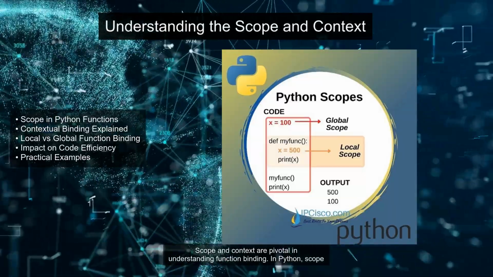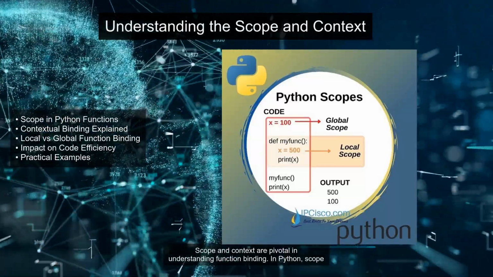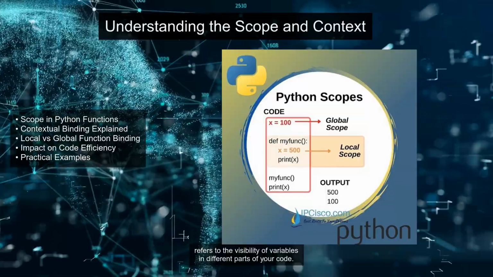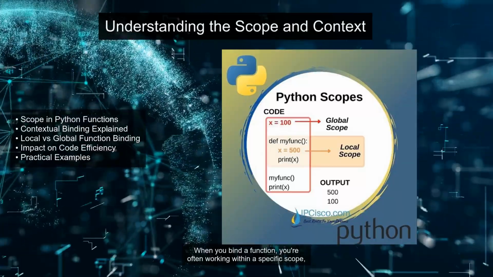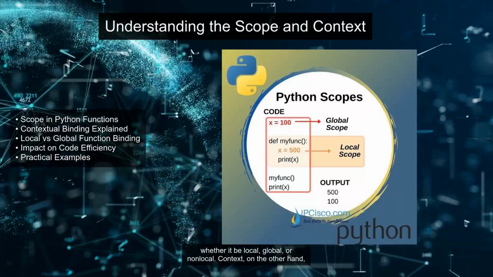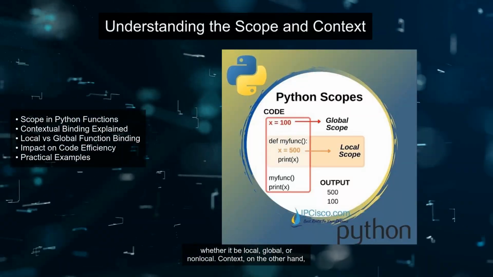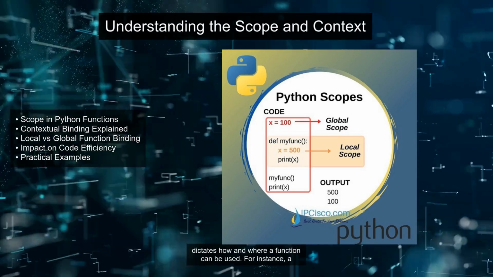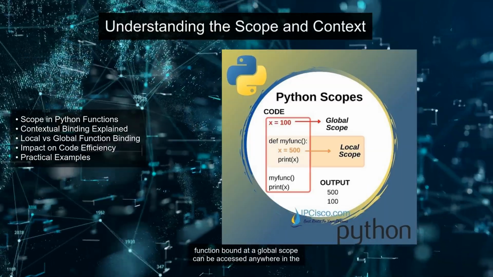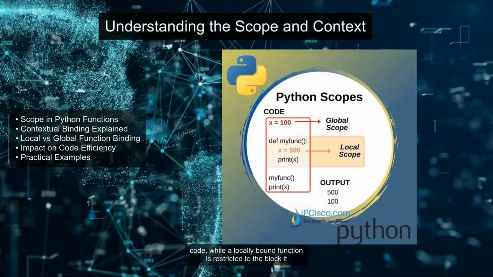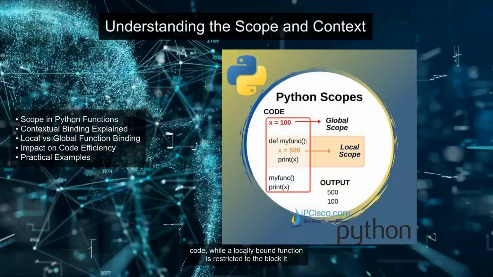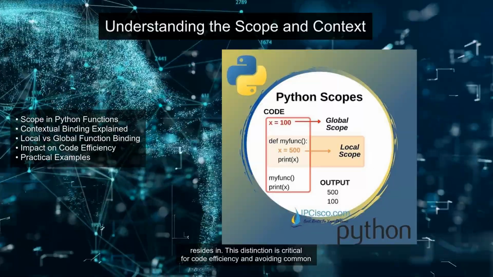Scope and context are pivotal in understanding function binding. In Python, scope refers to the visibility of variables in different parts of your code. When you bind a function, you're often working within a specific scope, whether it be local, global, or non-local. Context, on the other hand, dictates how and where a function can be used. For instance, a function bound at a global scope can be accessed anywhere in the code, while a locally bound function is restricted to the block it resides in.